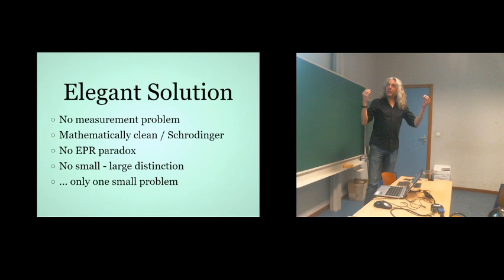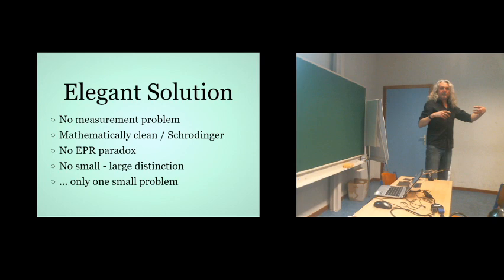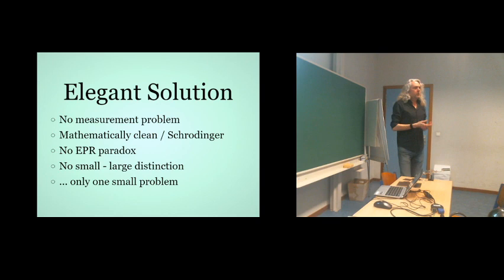It's mathematically clean. It just follows the Schrödinger equation. There's no extras needed. There's no EPR paradox. I'm not sure whether you should consider it. It's about two entangled particles, like two electrons, one spin up, one spin down. They have opposite spin, but before you measure the spin, they're in a superposition state.